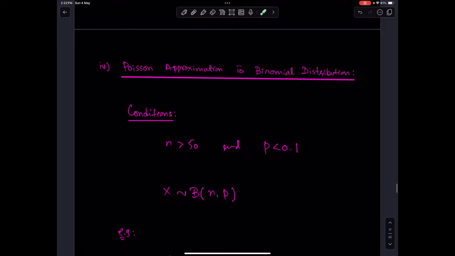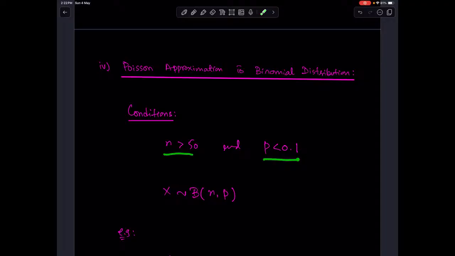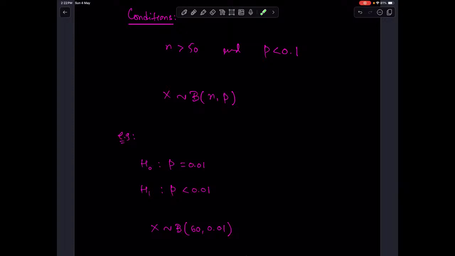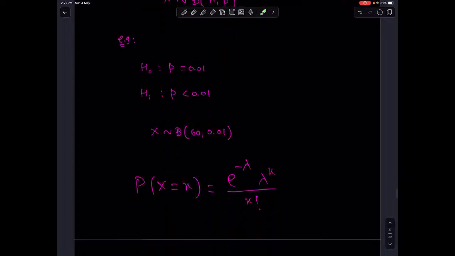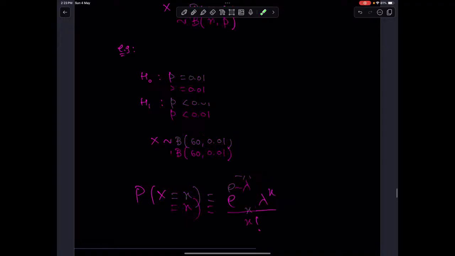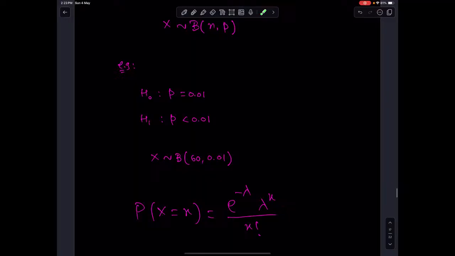This is the fourth type of question. Poisson approximation to binomial distribution. And remember, this is the condition: N is greater than 50 and P is less than 0.1. So we change the distribution from binomial to Poisson. So the mean of binomial will become lambda. So 60 times 0.01 will give you the value of lambda, and you will substitute this here. So this is the Poisson approximation to binomial distribution.